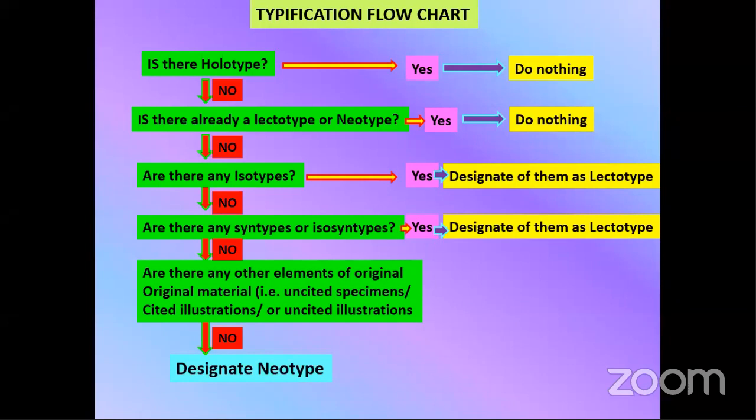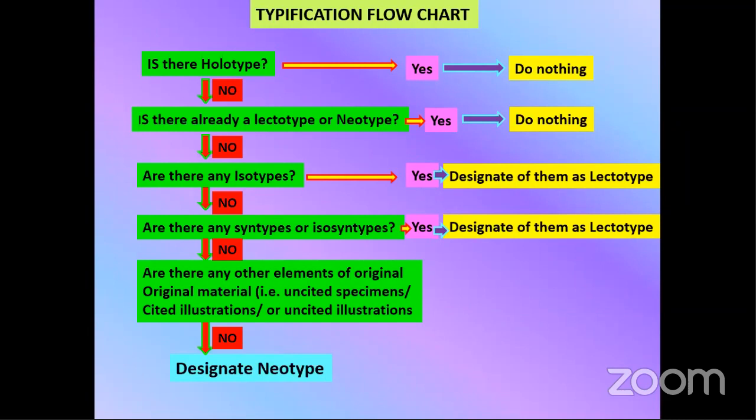If no holotype, is there already a lectotype or neotype? So we have to see carefully. Anyone can recognize the lectotype or neotype for the same species or the same name. If yes, we can't do anything. If there is no recognized holotype, lectotype or neotype, and the protologue did not mention any type material, we can look for any other isotypes that may be deposited in a herbarium. We have to check.